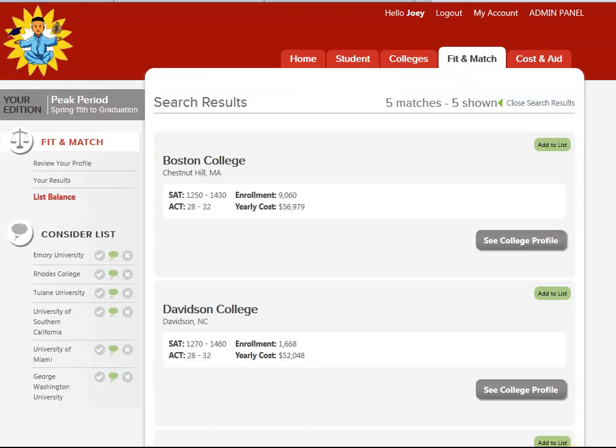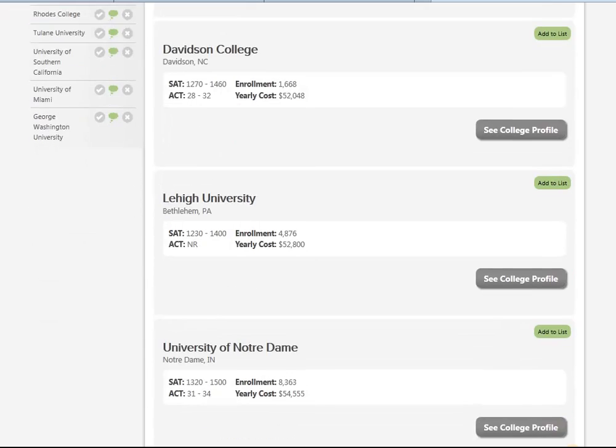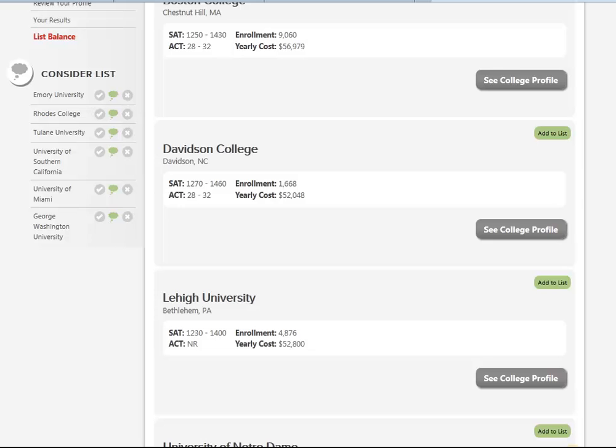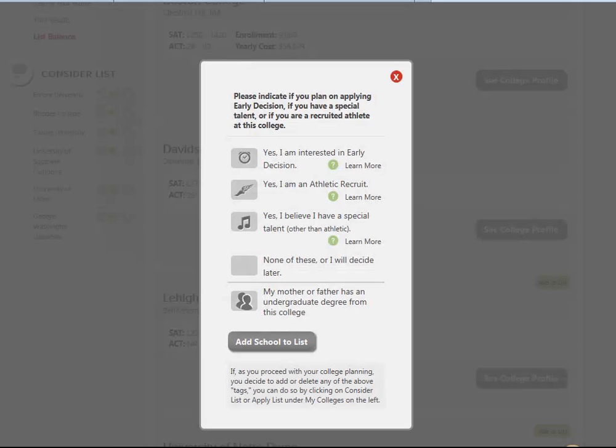So what did I come up with? Came up with 5 schools. BC, Davidson, Lehigh, Notre Dame, and Vassar. So let's go with Davidson. That's kind of a hot school right now. I'm going to add this to my list.